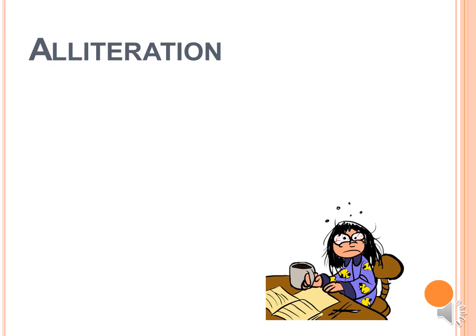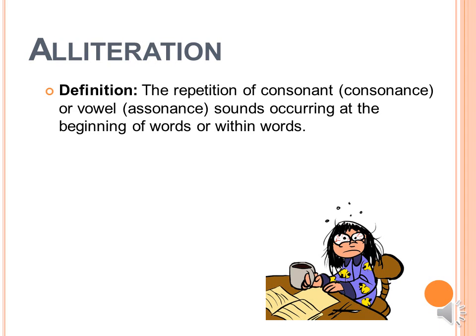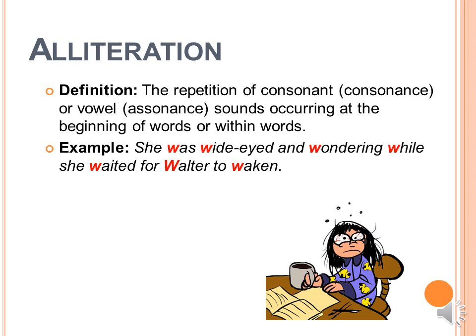Okay, alliteration. This is a fun one. It's the repetition of a consonant or a vowel sound, and it occurs at the beginning of words or within words. So when you have a sentence and you have the same sound happening, whether it's at the beginning of the word or somewhere in the middle, that's alliteration. So here's an example: she was wide-eyed and wondering while she waited for Walter to waken.